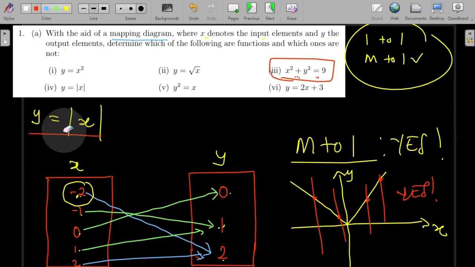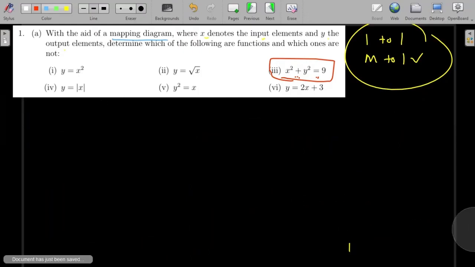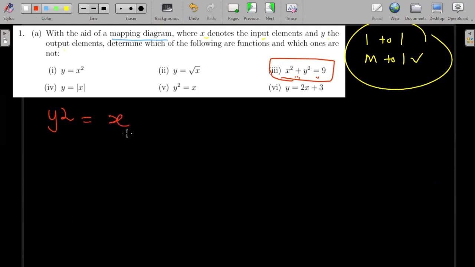Okay, so let's look at question 5. I can already see that it's not a function. y squared is equal to x. So this simply means, for any x value, I'm going to have two y values, and that won't be a function.